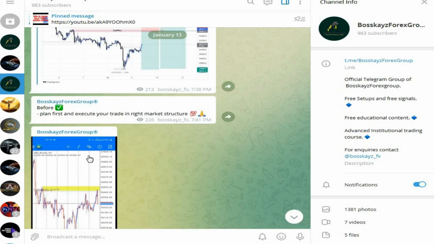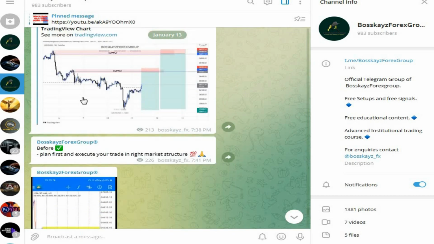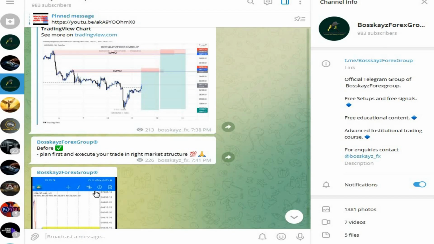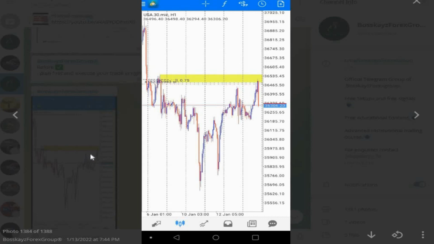As you can see, this was also US30. You can see this was our supply zone. That's where we expected the price to come and pick the orders and shift the market going down. We expected this zone and this zone, and look at how the trade happened. We took the trade right there. This was our sell trade right there.